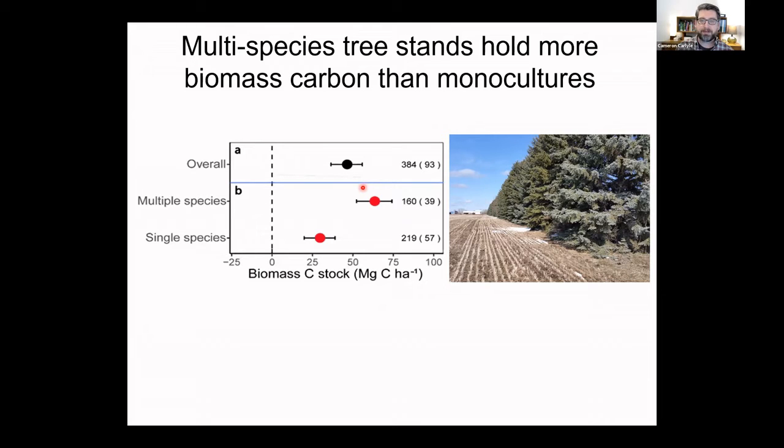The reason for that goes back to what Edward was saying earlier on about niche partitioning within the system, where when you have trees with different architecture, they're able to capture more sunlight and be more productive. So when we have more than one species, we end up with more biomass carbon.